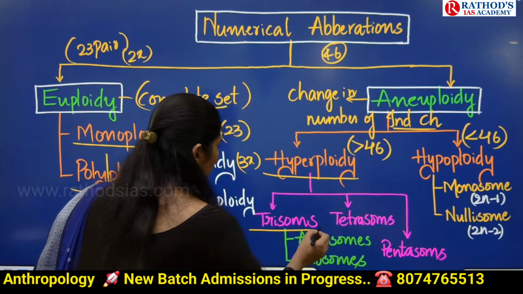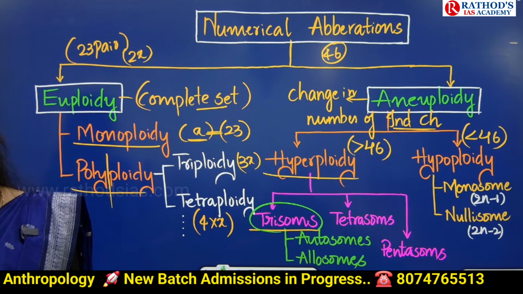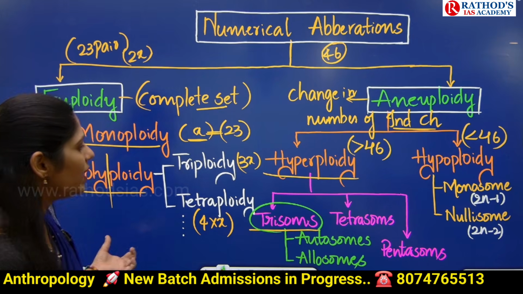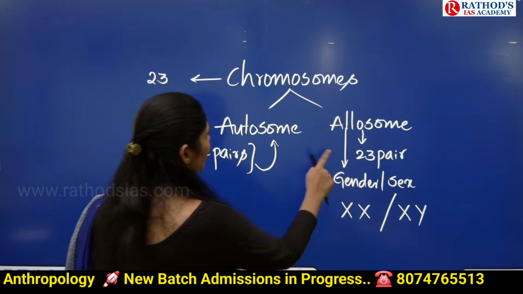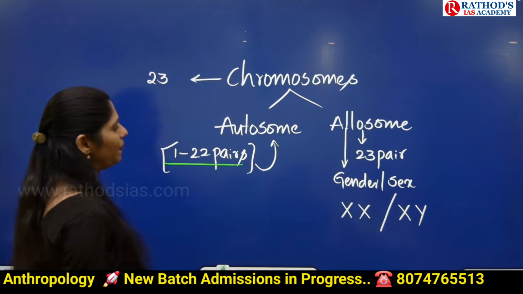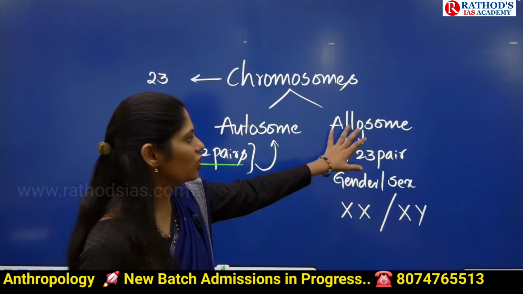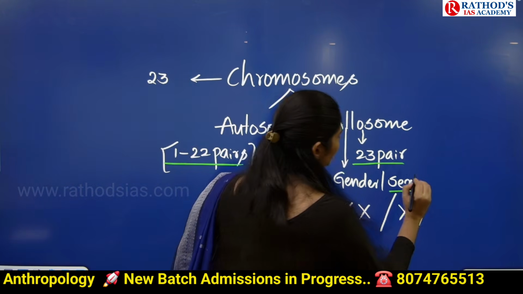Okay. So here we have trisome. So what are the examples of this trisome? In this trisome, we have again 2 conditions. So how many types of chromosomes do we have? We have autosomes and we have allosomes. So what are autosomes? From 1 to 22 pairs is called autosome. The 23rd pair is called allosome, right? And the 23rd pair will be deciding the gender.